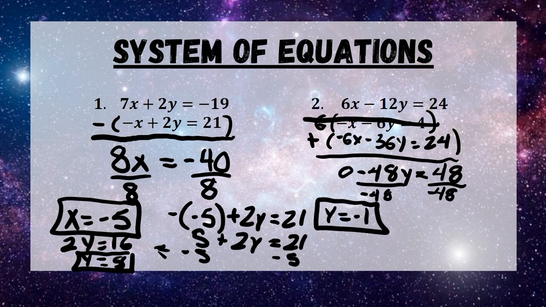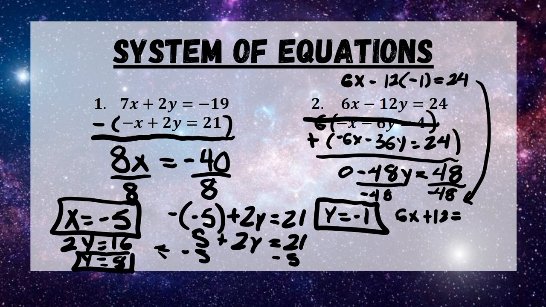Same thing here, we need to plug this back into one of the equations to figure out what the x value is. We'll plug it into the equation on top. We're going to have 6x minus 12 times negative 1 equals 24. Negative 12 times negative 1 gives us positive 12. We'll continue down here. 6x plus 12 equals 24.